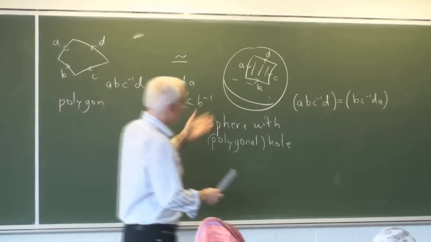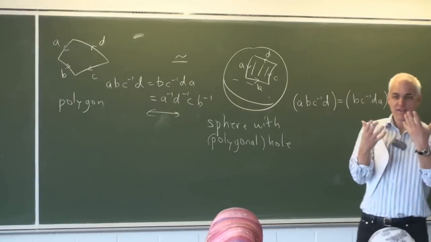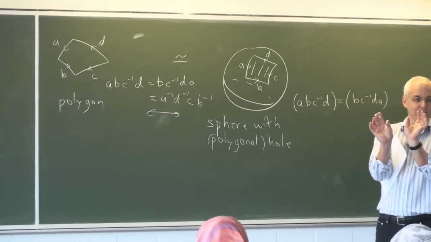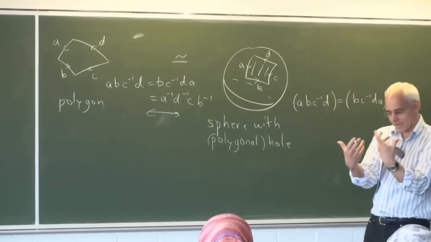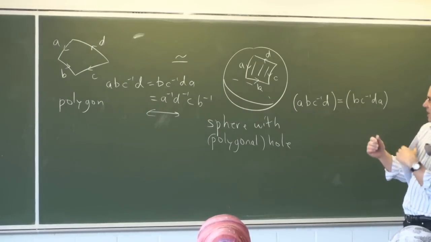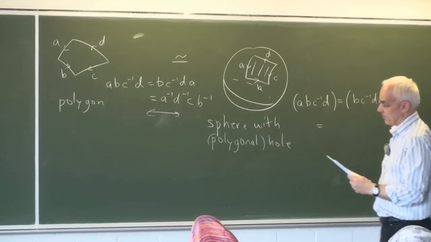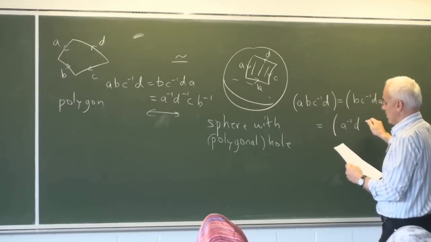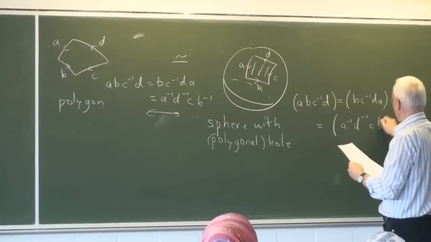And similarly here, that corresponds to taking the sphere and flipping it inside out through the hole. Right. We just take the sphere, flip it inside out, the inside becomes the outside and vice versa, so we allow ourselves to write this as, say, A inverse, D inverse, C, B inverse.